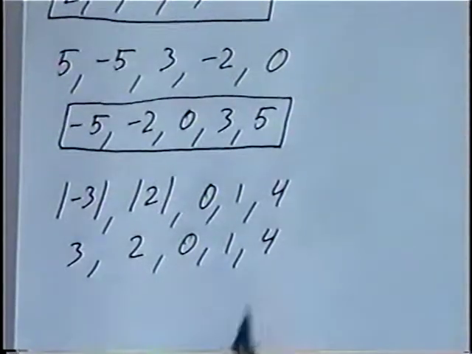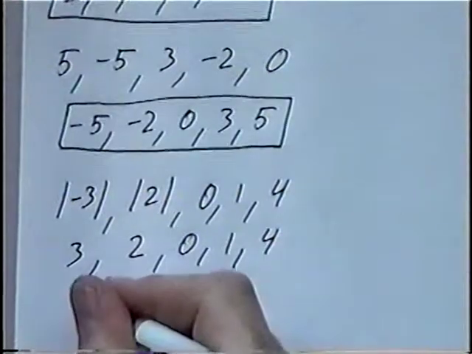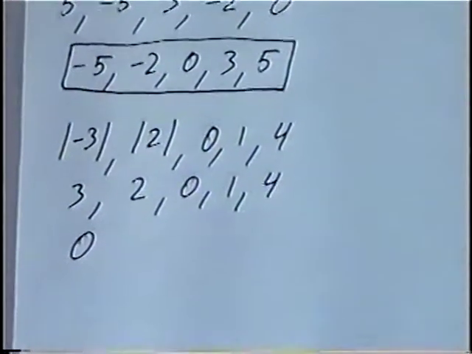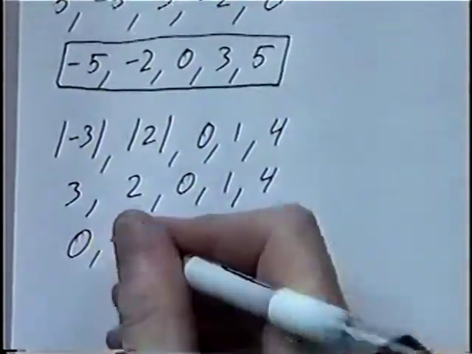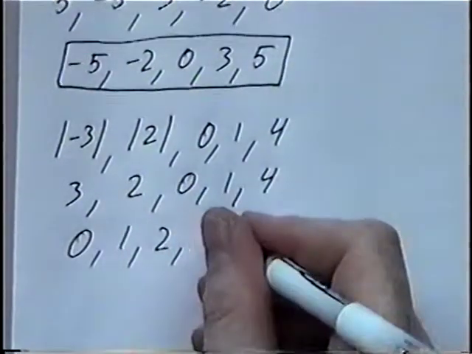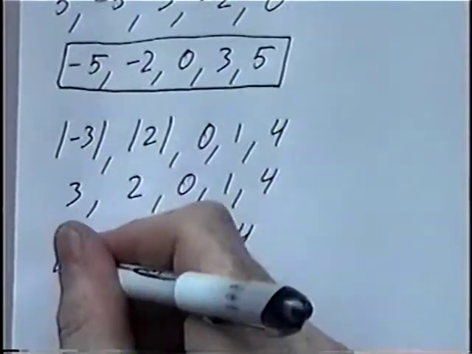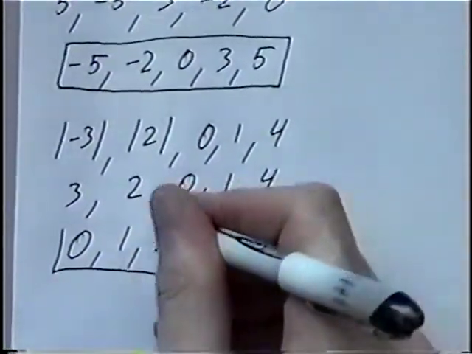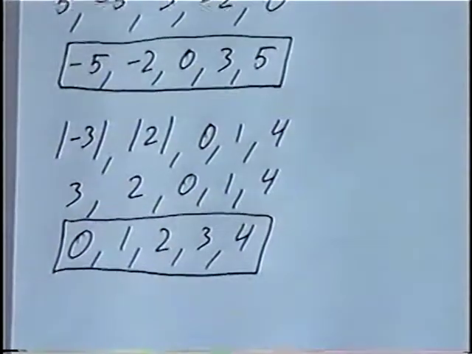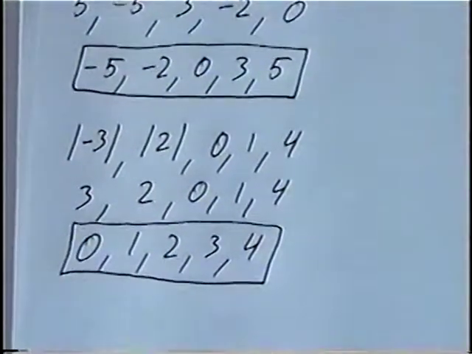And now we can order these numbers from least to greatest. Smallest number would be 0. And then 1. And then 2. And then 3. And the greatest number would be 4. So ordering from least to greatest would be 0, 1, 2, 3, and 4. If you wanted to, you could leave the absolute value signs on here, or you can take them off.